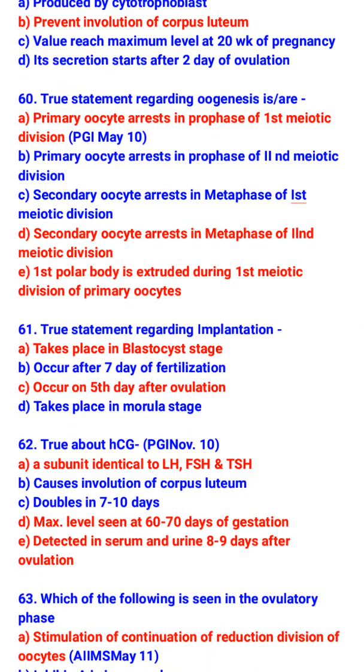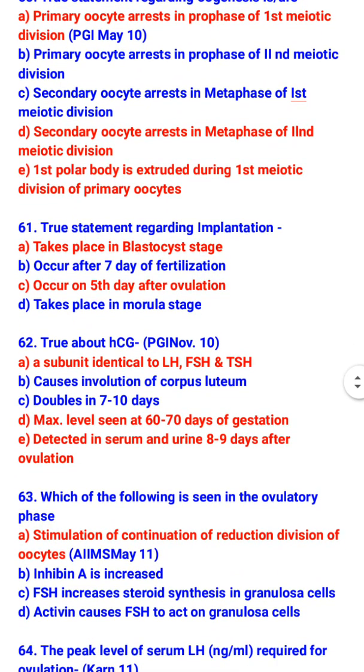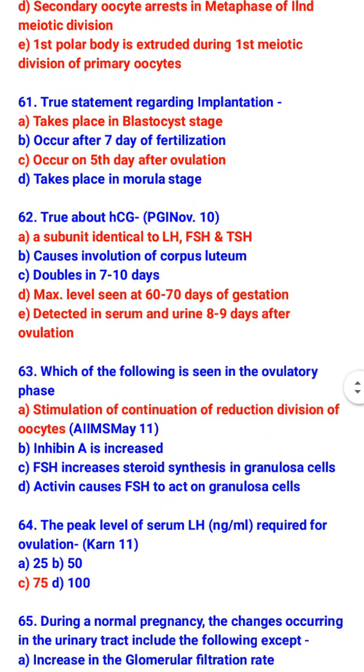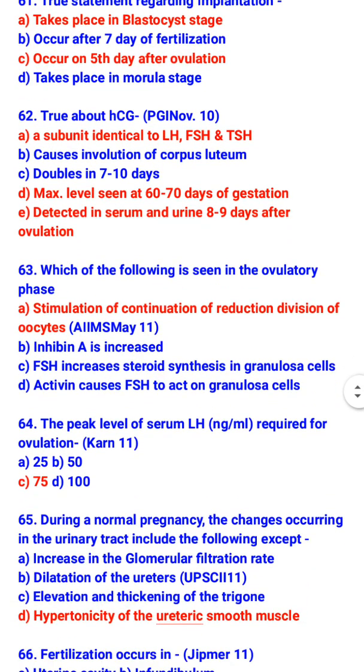True statement regarding implantation is that it takes place at the blastocyst stage, occurring on the 5th day after ovulation. True about HCG is that its subunit is identical to LH, FSH and TSH. Maximum level is seen at 60 to 70 days of gestation, and it is detected in serum and urine 8 to 9 days after ovulation. Which of the following is seen in the ovulatory phase?